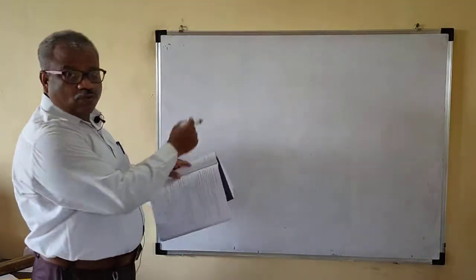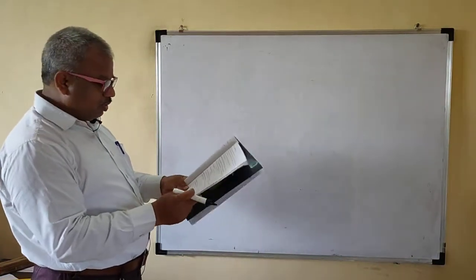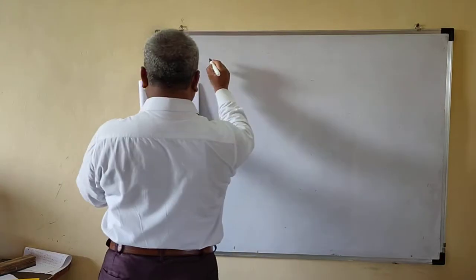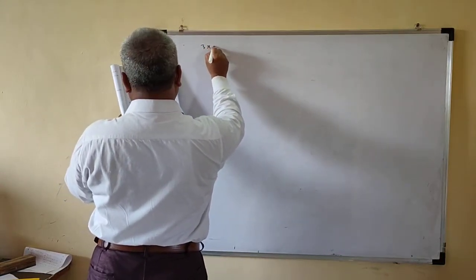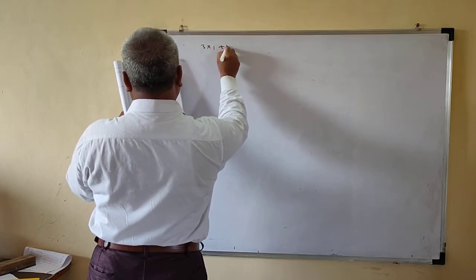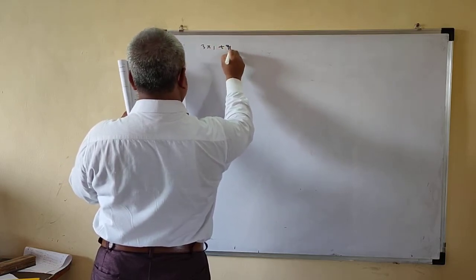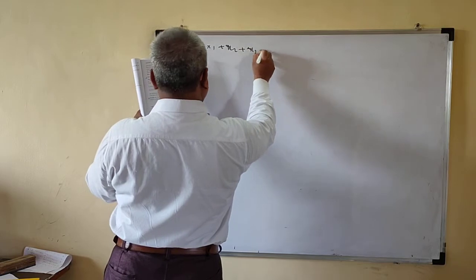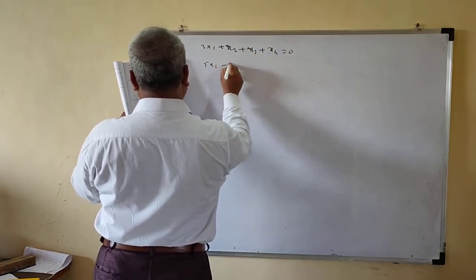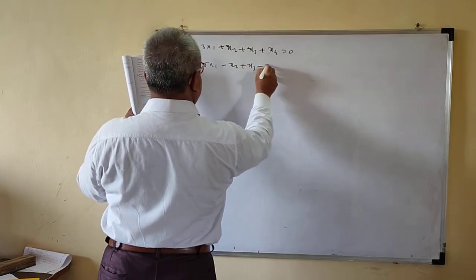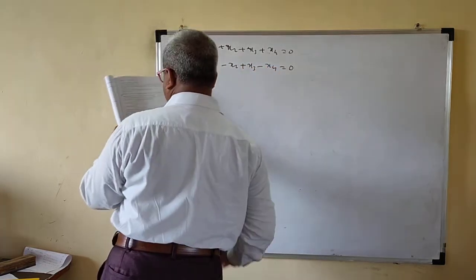Because it is very difficult to find a basis by your usual method. So find a basis for the solution space. 3x1 plus x2 plus x3 plus x4 is equal to 0. 5x1 minus x2 plus x3 minus x4 is equal to 0.